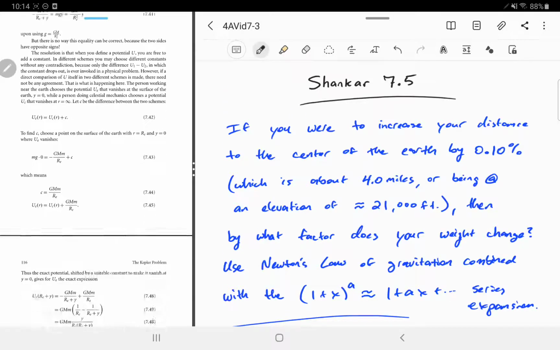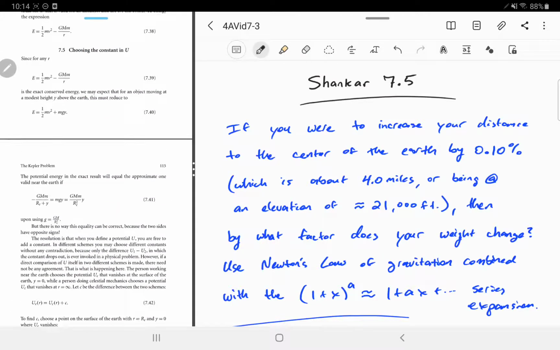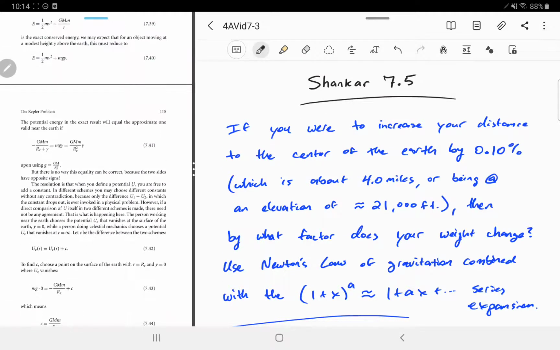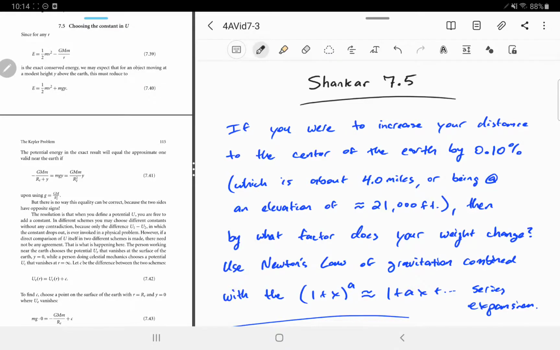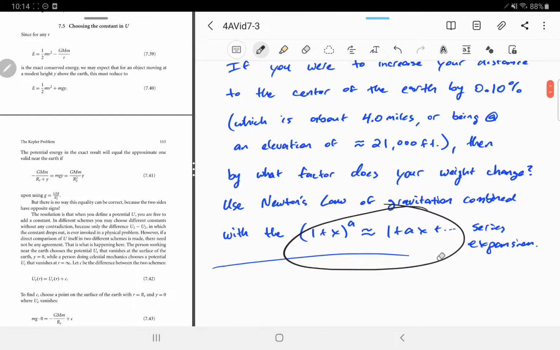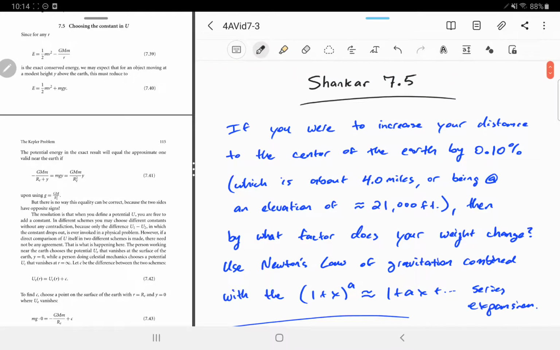So then coming back to this section in Shankar. Shankar does this a slightly different way. We're doing it in more generality that will help you in other physics problems, because you're going to see this over and over and over again in physics. You're going to use this over and over again.